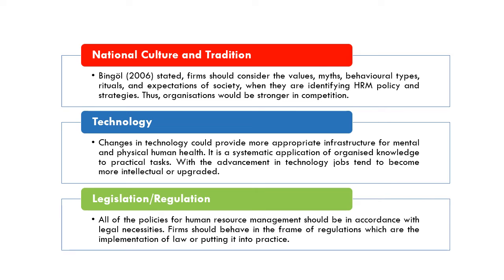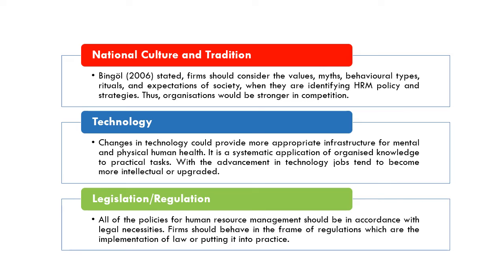Number five is technology. Changes in technology could provide more appropriate infrastructure for mental and physical human health. It is a systematic application of organized knowledge to practical tasks. With the advancements in technology, jobs tend to become more intellectual or upgraded. Now, the jobs require the skills of educated and knowledgeable workers. As pointed out by Bingle 2006, technological developments require a flat organizational structure to allow highly qualified personnel to demonstrate their creativeness.